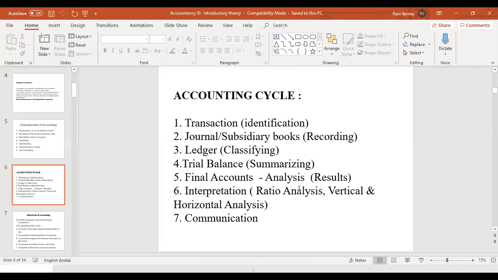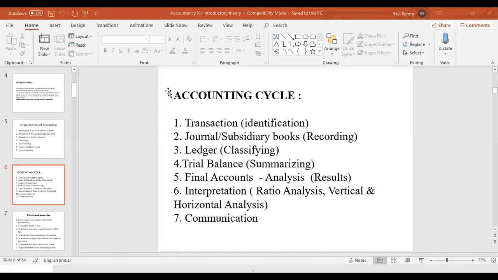Interpretation के लिए जो यहाँ पे आपको दिख रहा है ratio analysis, vertical, horizontal analysis, these are basically the tools which we are going to use for interpretation. Now, last point, which is the most important point, is communication. जो भी आप accounts बनाते हैं, this is not only prepared for our own purpose, but this is prepared for the purpose of communicating. That means the accounts are required to be communicated to the parties interested.